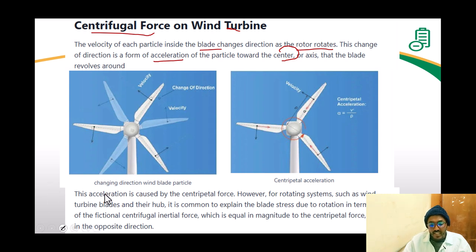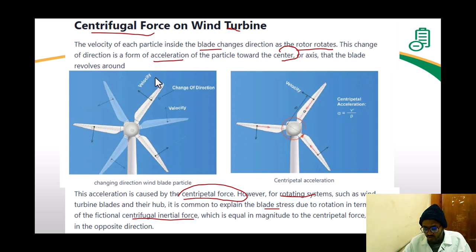So this acceleration is caused by what? Centripetal force or centrifugal force. However, for rotating systems such as wind turbine blades, it's common to explain the blade stress due to rotation in terms of a fictitious centrifugal inertial force, which is equal in magnitude to the centripetal force but in the opposite direction. So it's all about saying this.